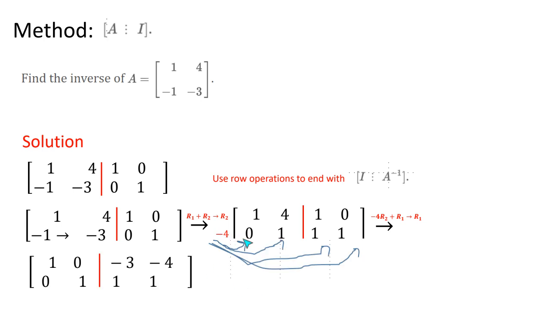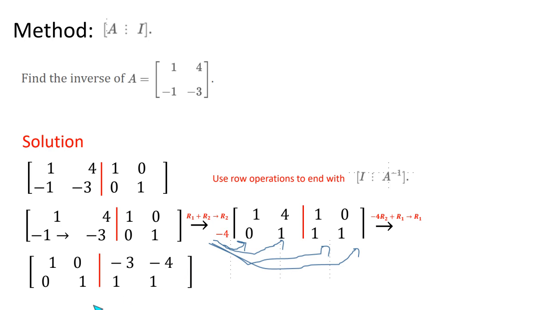Negative 4 times 0 is 0 plus 1 is 1. Okay, and so we get the 1 here. And then negative 4 times 1 is negative 4 plus 4 will give me 0. And then negative 4 times 1 is negative 4 plus 1, negative 3. And negative 4 times 1 is negative 4 plus 0 is going to be negative 4.